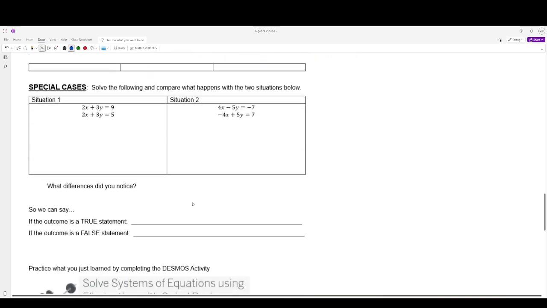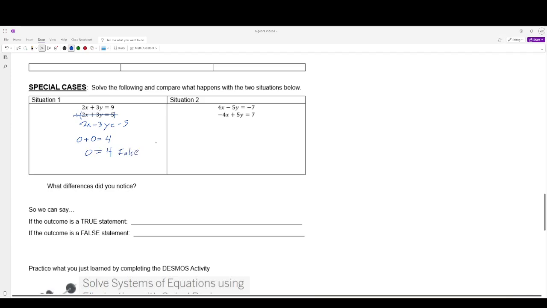As with all equation stuff we've had this year, we have special cases for systems of equations. In case number 1 here, we have 2x plus 3y equals 9, 2x plus 3y equals 5. If we multiply this by -1, we get -2x minus 3y equals -5. Then when we add that to the other equation, our result is 0 plus 0 equals 4, which says 0 is equal to 4. That is a false statement.